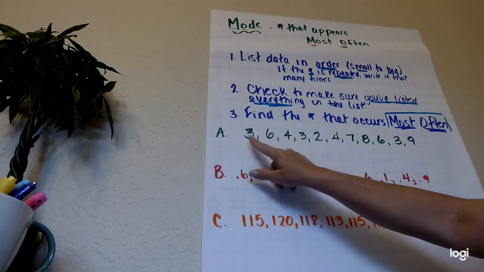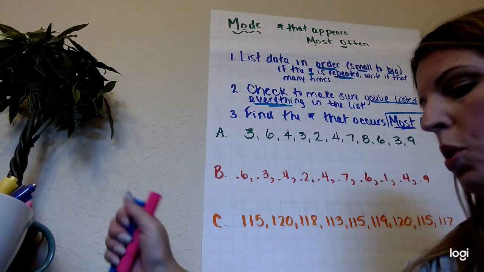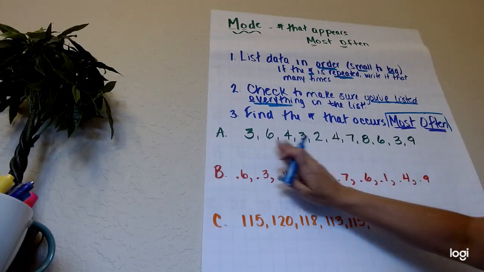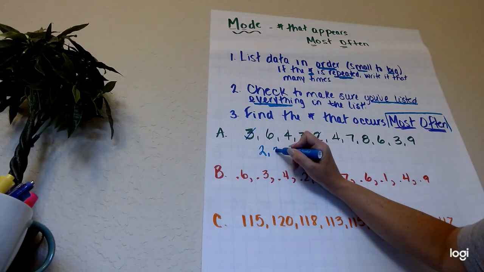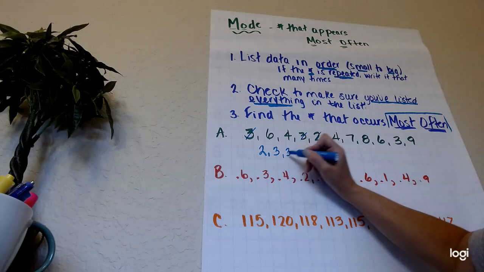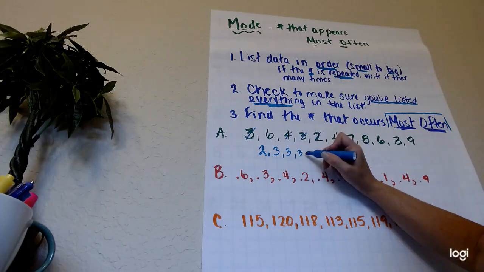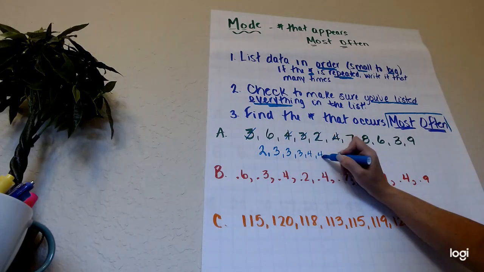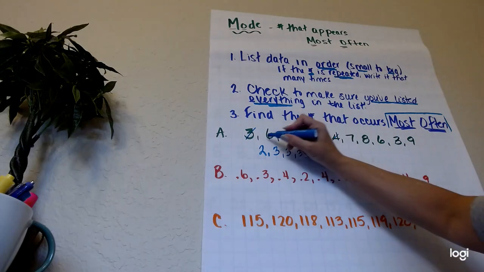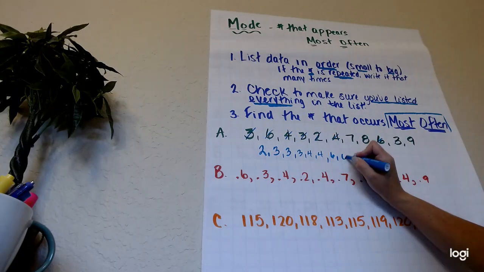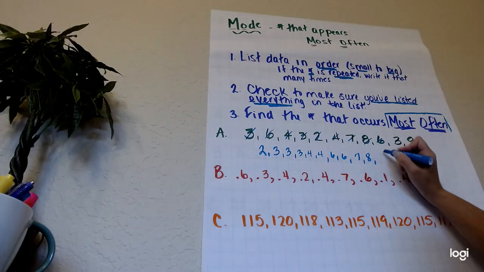I'm given these numbers: 3, 6, 4, 3, 2, 4, 7, 8, 6, 3, 9. I've got a whole bunch of numbers right there. I'm going to list them from smallest to largest, putting a line through each as I go. I've got a 2. I have a 3, another 3, and another 3. I don't have any more 3s. Do I have any 4s? I have a 4 here and another 4 here. No more 4s. Do I see a 5? No 5s. But I do see a 6 right there and right there. I have a 7, an 8, and a 9.